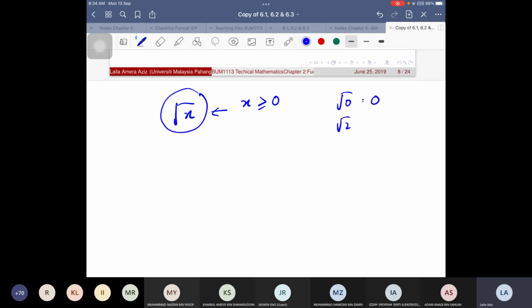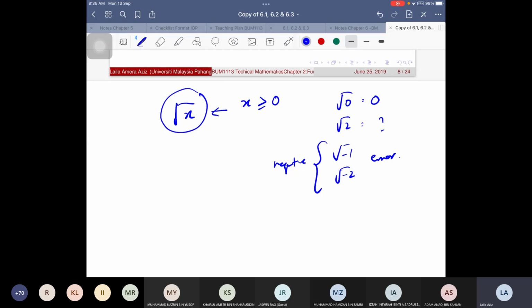Okay, square root 2 pun tak ada masalah. So kalau di calculator you dapat nilai. Tapi square root of -1, square root of -2, atau dalam kata lain, nombor negatif, calculator you akan bagi error. Okay, sebab dia akan dapat complex number. So kalau kita ada square root of negative, akan dapat complex number.